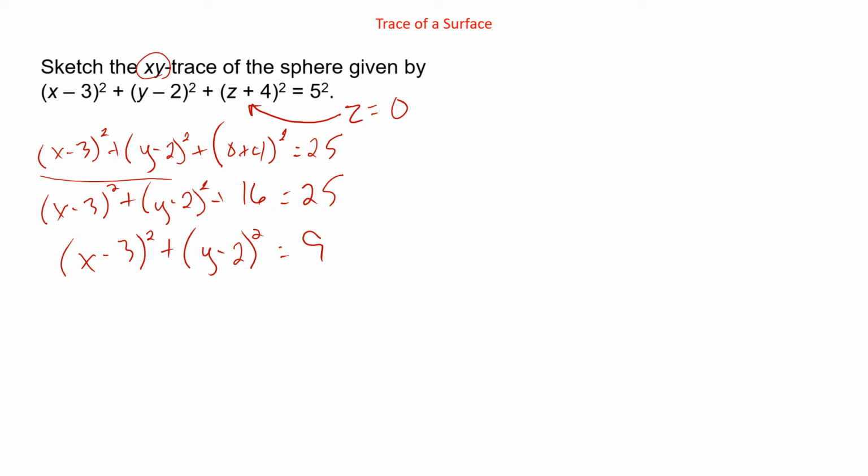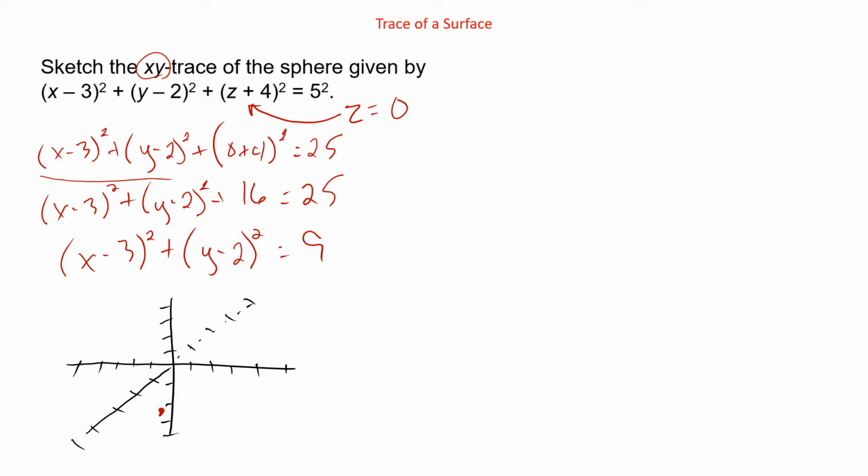To sketch it, we would have our axes. I don't have enough room here. I'll actually show you a good picture of this as well. Then we're going to start out with our center, 3, 2. 1, 2, 3, 1, 2. The center will be about here.